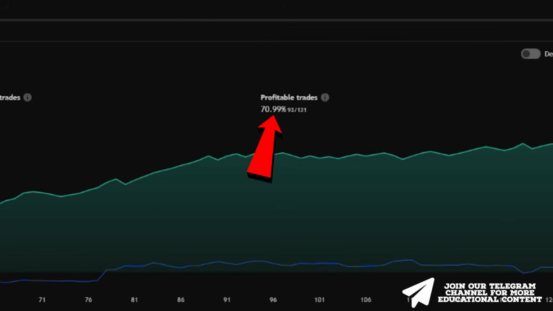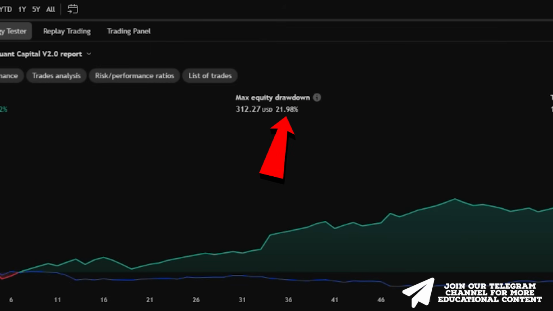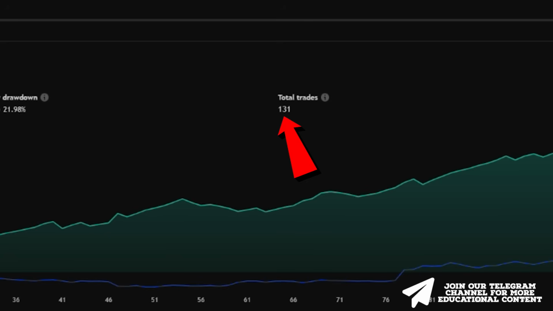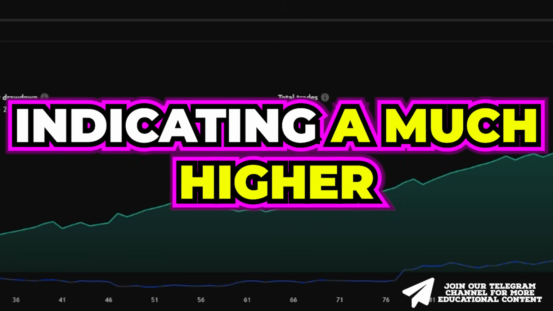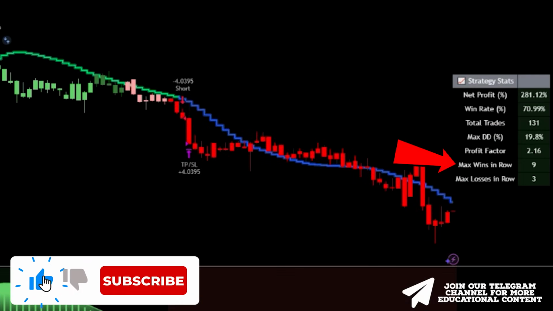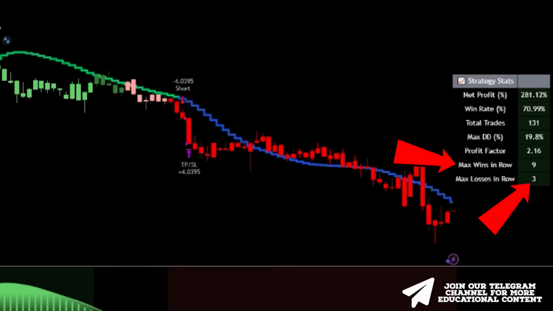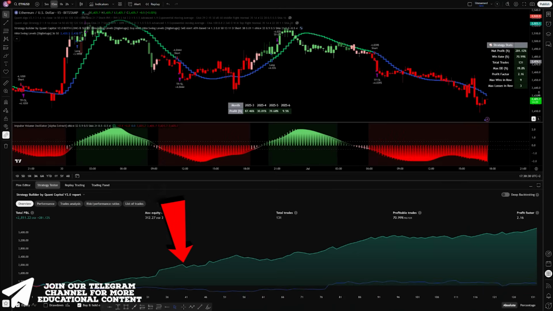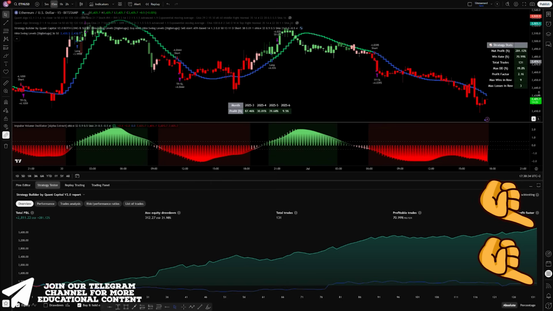Voila! Our win rate jumped to 71%, and we notably lowered the max drawdown to about 22%. The net profit figure stood at 281% from only 131 trades, indicating a much higher profit per trade. Another important highlight is that we now have 9 consecutive winning trades versus just 3 losses in a row, an improvement over the initial results. Finally, we have a very beautiful equity curve, and as always, the strategy clearly outperforms the buy and hold approach.